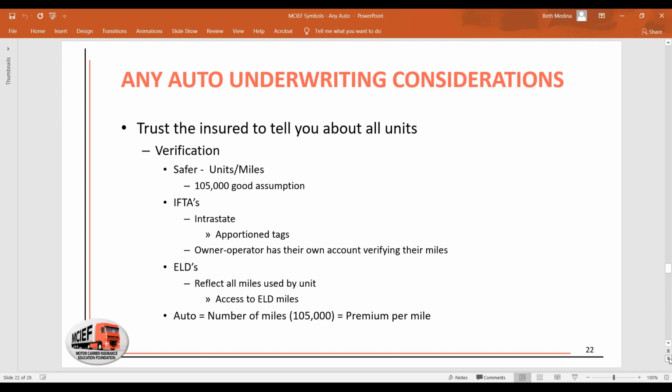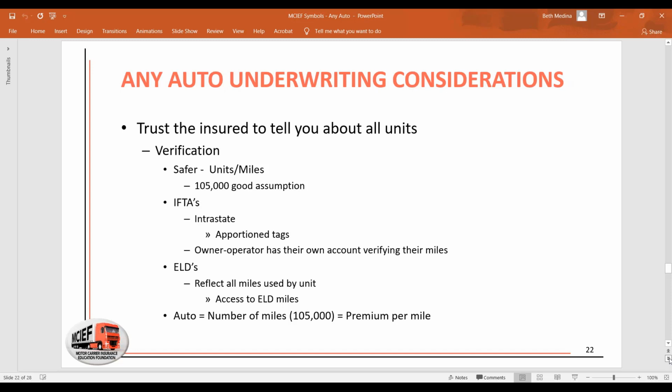We ask for the IFTA reports, but IFTA reports have two things. They only deal with vehicles across state lines. So if they have intra-state vehicles, meaning vehicles that never cross state lines, those miles are not reported on IFTA. So you have to ask the insured how many vehicles they have that do not require apportion tags. Apportion tags are required for any vehicle 26,000 GVW or larger that crosses state lines. Therefore, if they do not have an apportion tag, those miles will not be reported in IFTA.